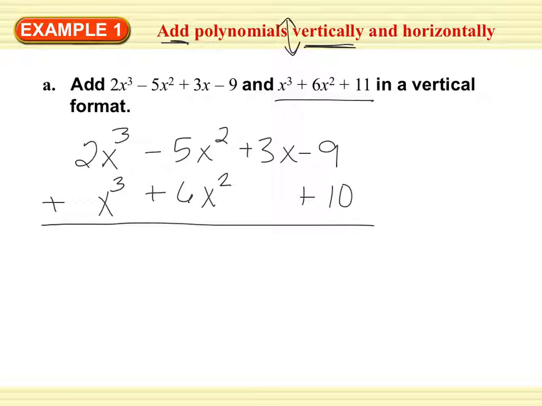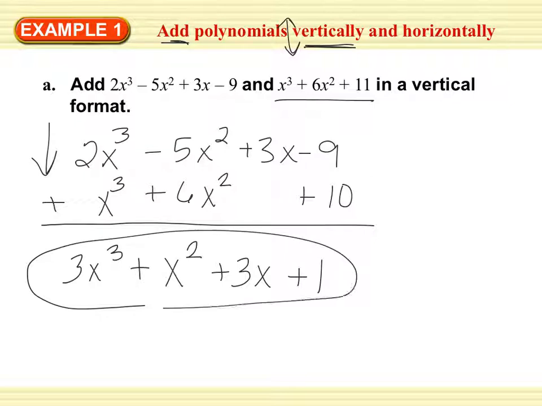And I'm adding everything. So now I'm going to add vertically. 2x cubed plus x cubed is 3x cubed. Negative 5 and positive 6 is a positive 1x squared. I don't have any x's, and negative 9 and positive 10 is 1. So I rewrite it all, and I get my answer pretty simply.